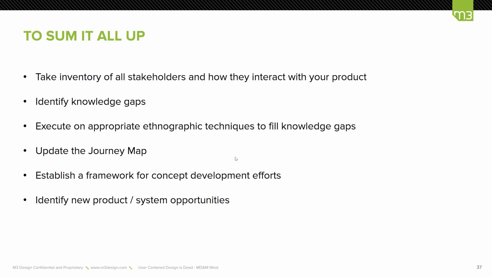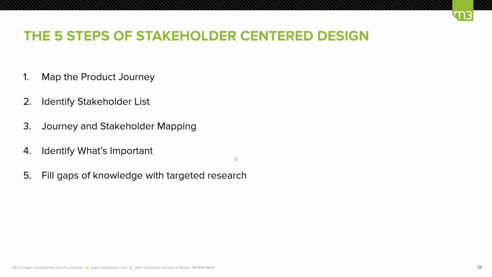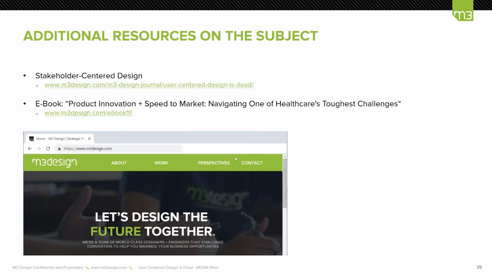roadmap. Here are the 5 steps again. You map the product journey, identify stakeholders, do the stakeholder mapping or journey mapping, find out what's important, and fill gaps of information.